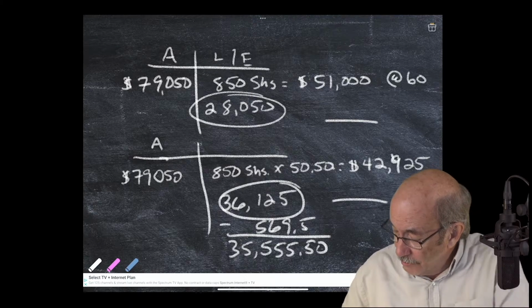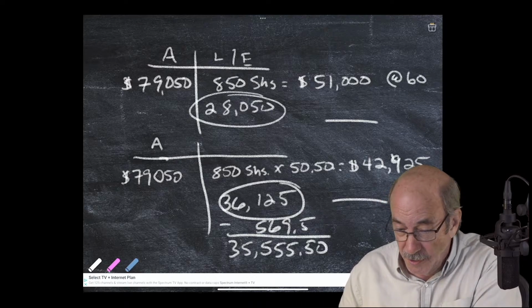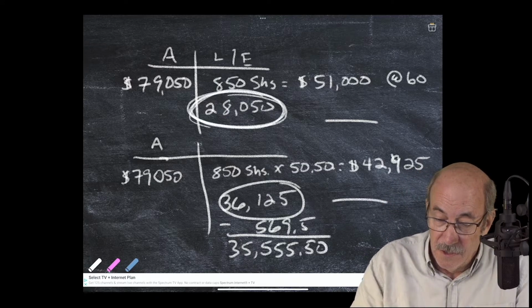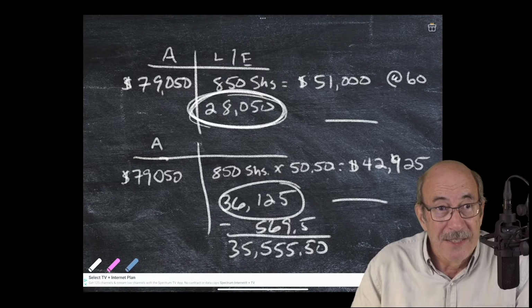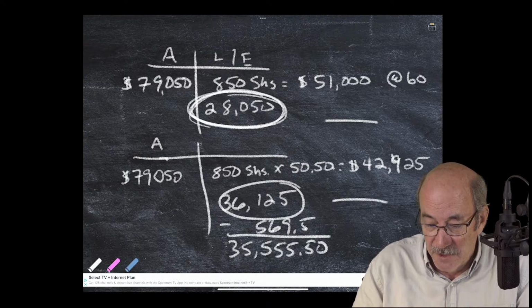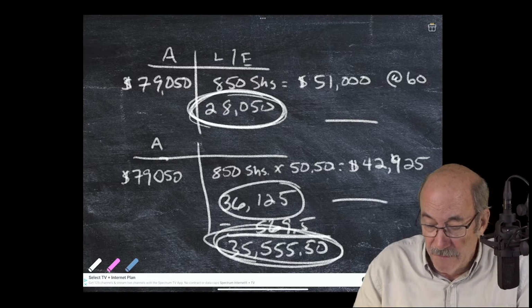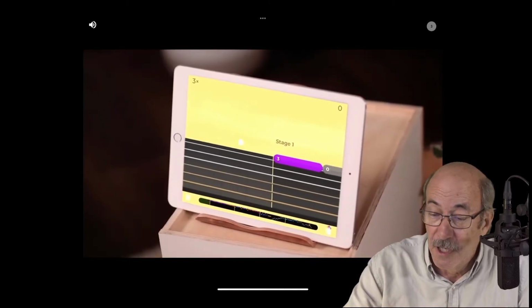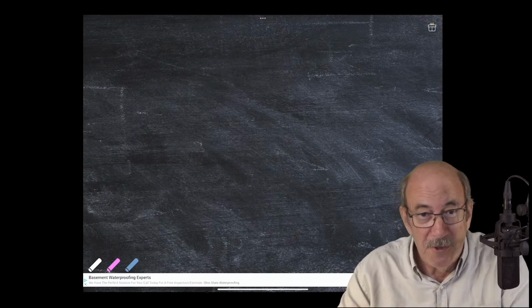So let me just jot this down before I erase the board. $28,050 was our initial investment. Remember, the amount of our margin deposit is what we consider our initial investment. And then we have gross proceeds of 35,555.5 after we close out the position.